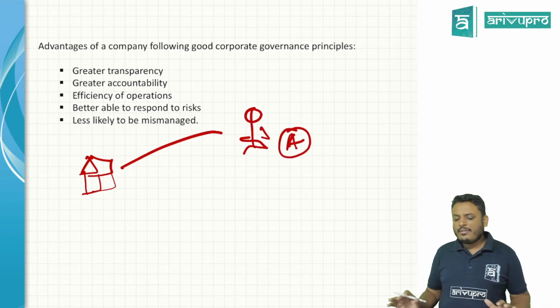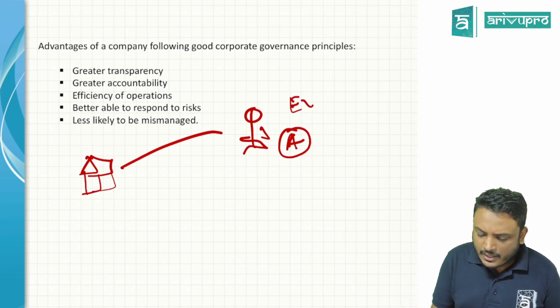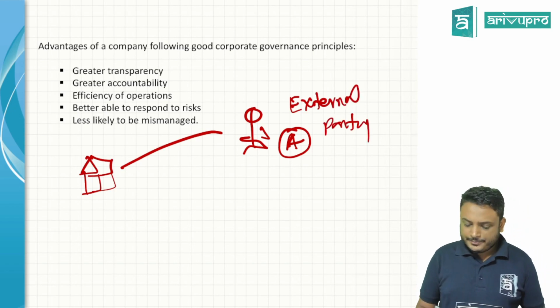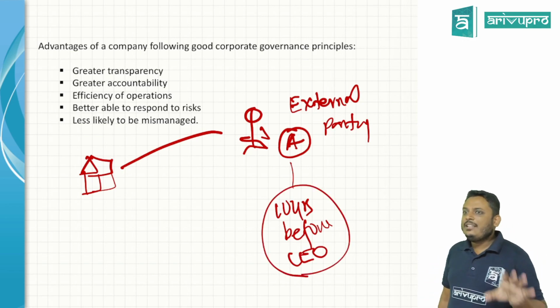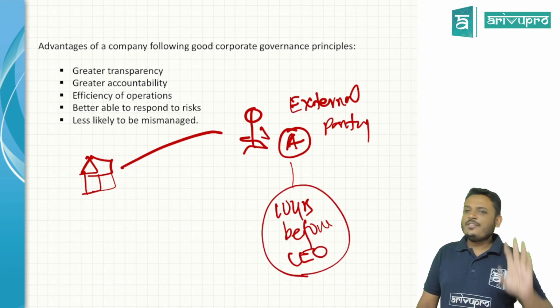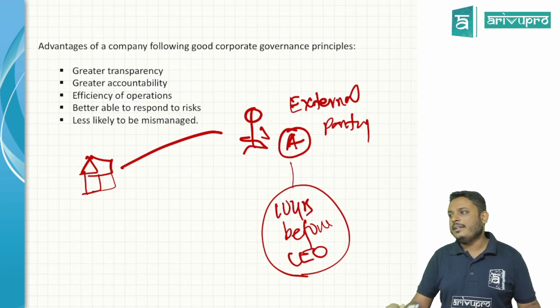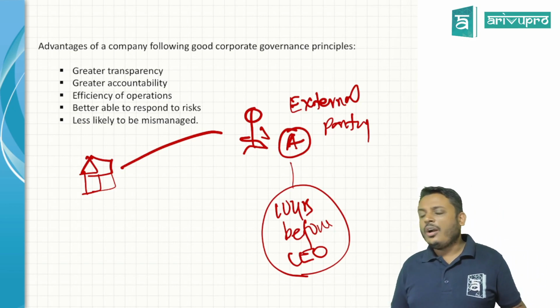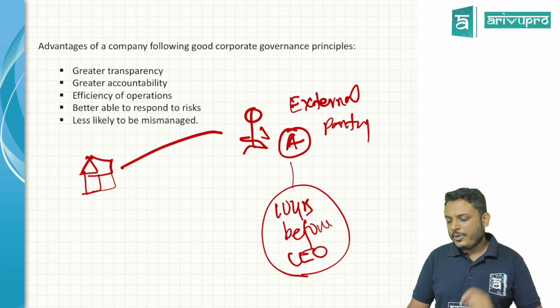He doesn't have any connection with the company now. He is an external party. Clear? But 10 years before, he worked as CEO in this company. At the moment, he doesn't have any connection, but once upon a time, he worked as CEO. Once upon a time, he worked as CFO. So there is a connection, not now, earlier. Then he is known as a non-independent non-executive director. Understood? Is it clear? Next point right now.